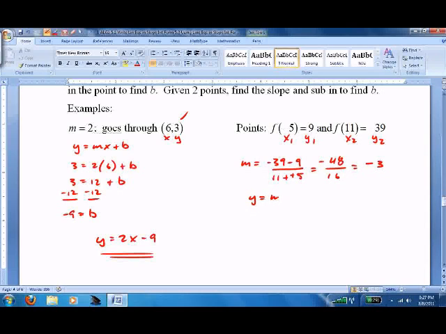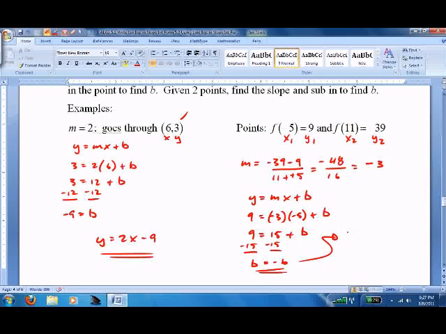y equals mx plus b. The y value is 9. m is negative 3. The x value is negative 5 plus b. 9 equals 15 plus b. Subtract 15 from both sides. Get b equals negative 6.